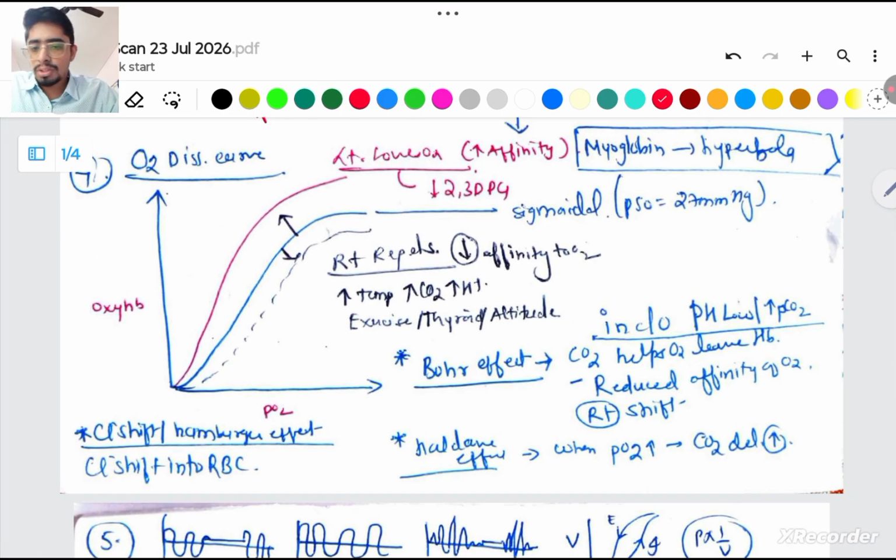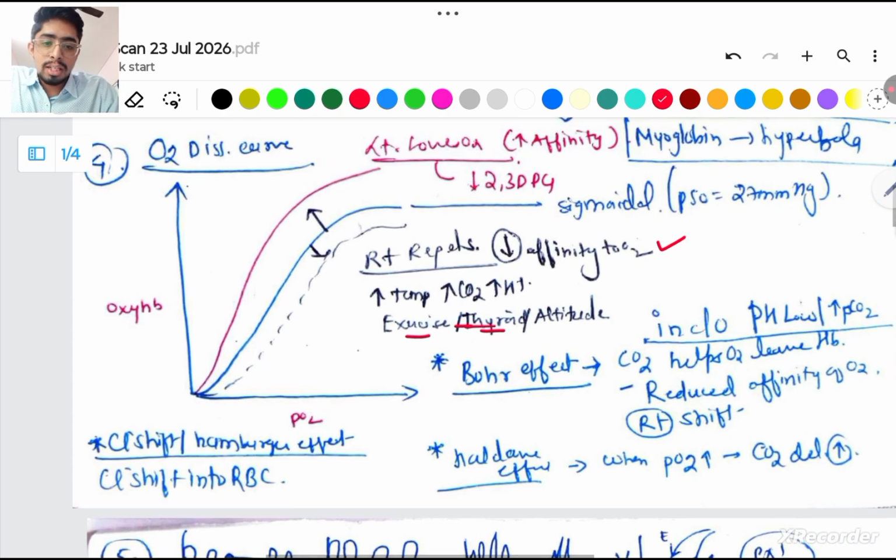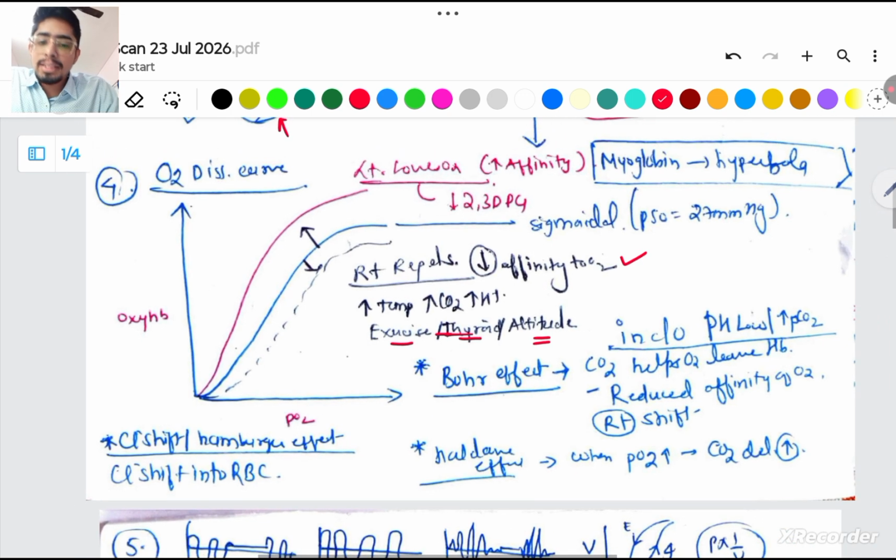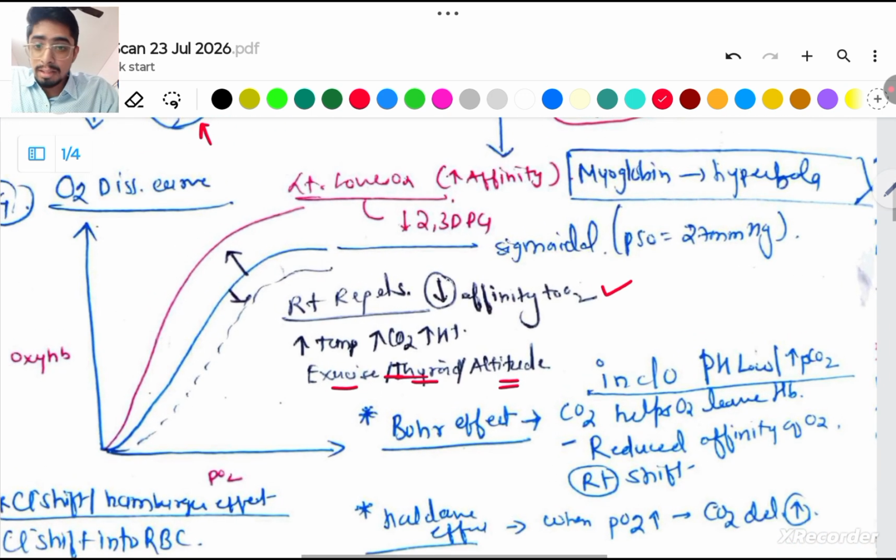For the oxygen dissociation curve, we have already read that there is a right shift in which there is a decreased affinity to oxygen. So in cases of hyperthermia, hypercapnia, hyperacidosis, where more hydrogen ions are accumulating, in exercise, thyroid or altitude, there is a right shift because the right repels oxygen.